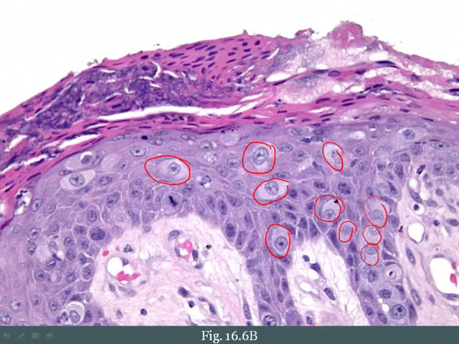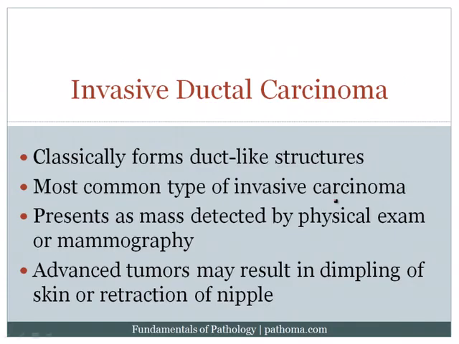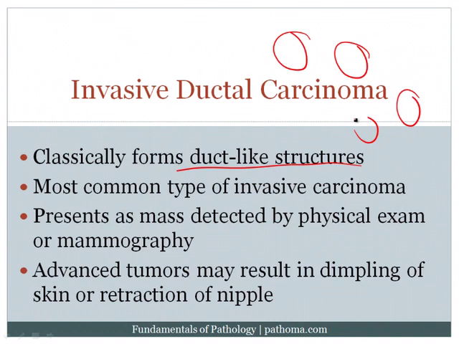And so again, this is Paget's disease of the nipple. Invasive ductal carcinoma is when you actually have the malignant cells go through the basement membrane and now invade into the connective tissue. And it classically forms duct-like structures, so that when you look at the tumor, you'll actually see these round duct-like structures. Now this is the most common type of invasive carcinoma.